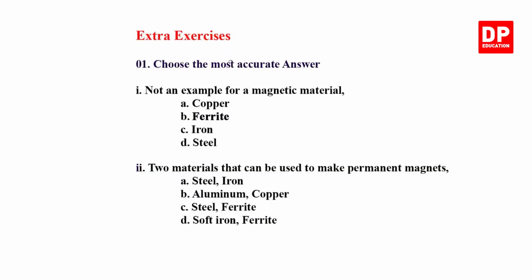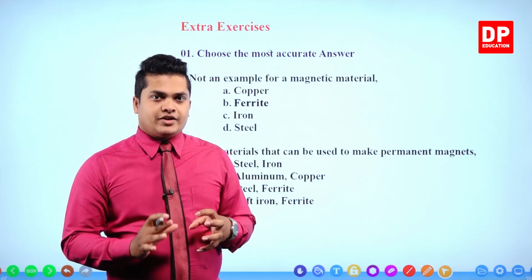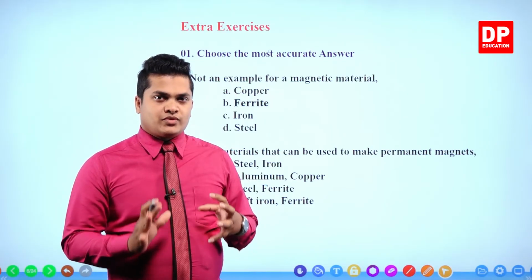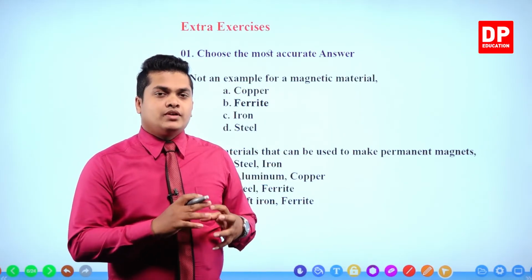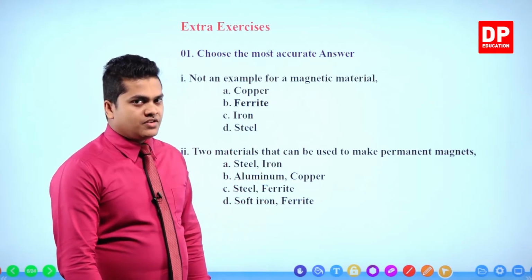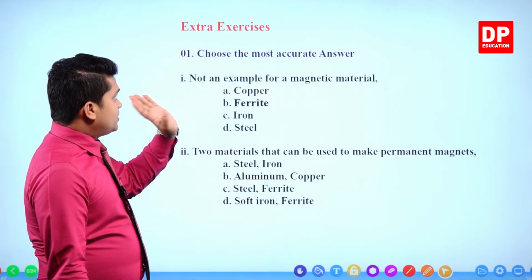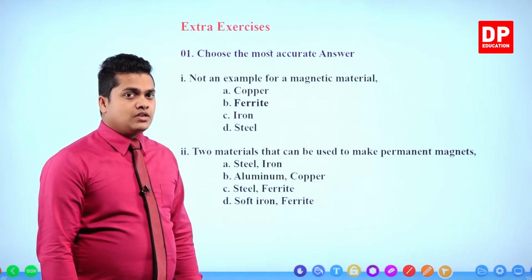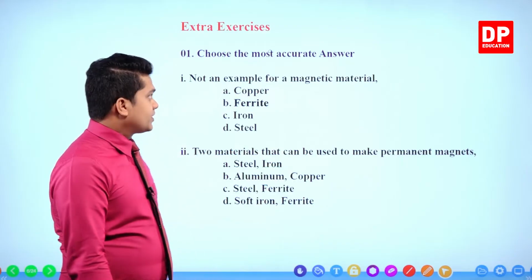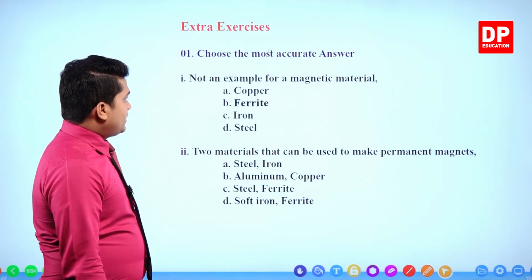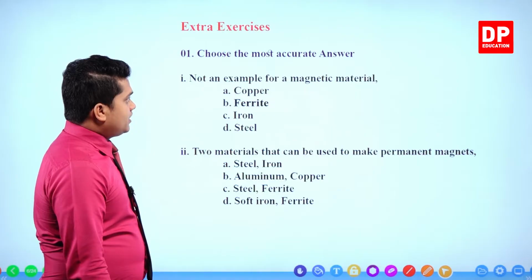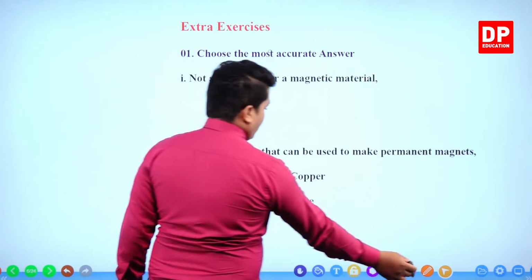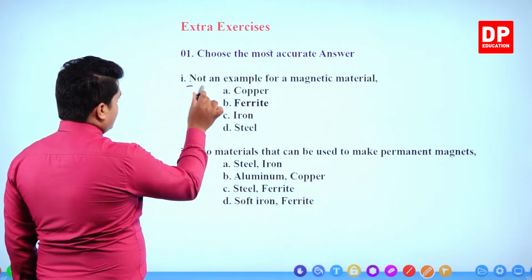Right, my dear children, we discussed all the exercises related to the textbook. Now we are moving to some extra questions to discuss about this magnet lesson. So the first question, choose the most accurate answer. Here you need to select the most accurate answer from the given 4 responses. First question, not an example for a magnetic material. It shouldn't be an example for a magnetic material, right?